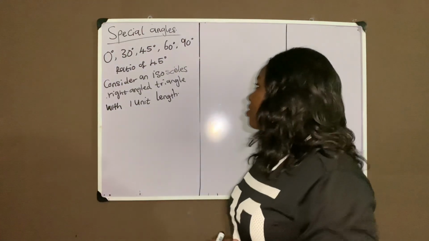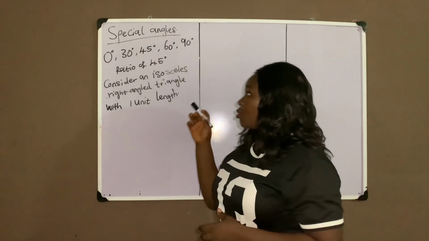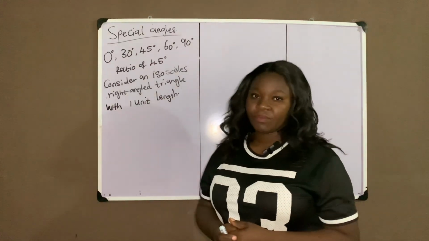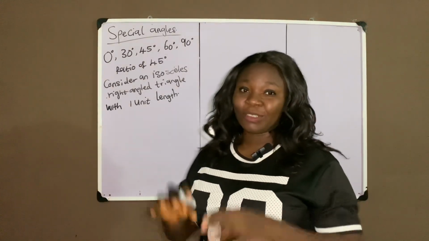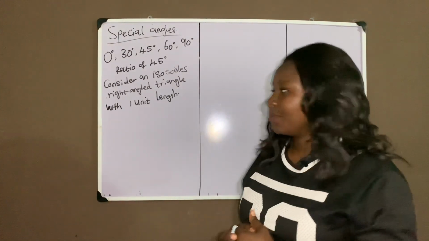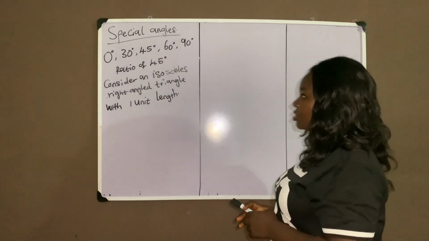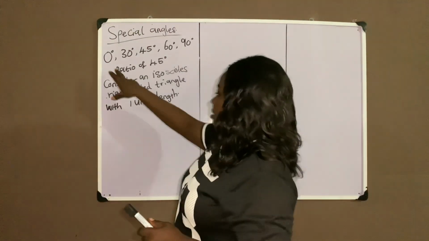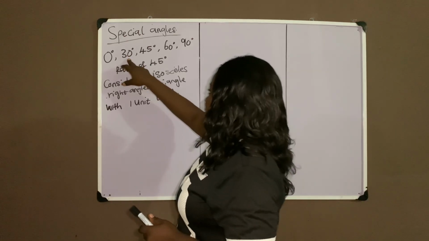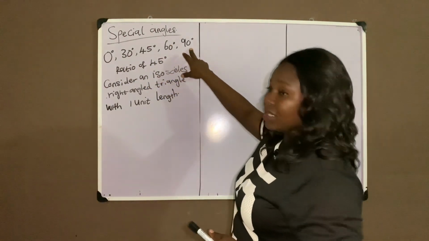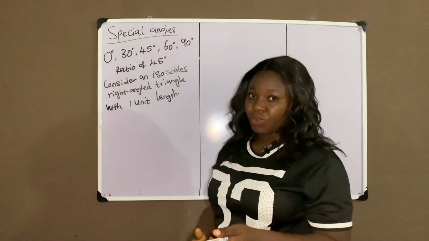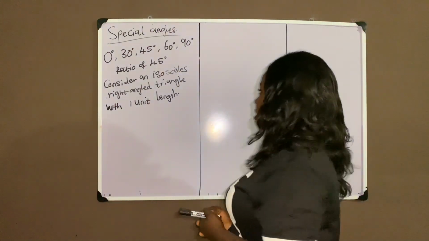In today's tutorial, we will be looking at this topic, special angles. You should know that this special angle is coming from the topic trigonometry. Now, we are going to look at the angles of 0 degree, 30 degree, 45 degree, 60 degree, and 90 degree. Of course, you know they are the special angles we are talking about.